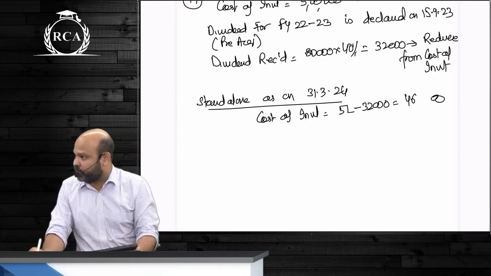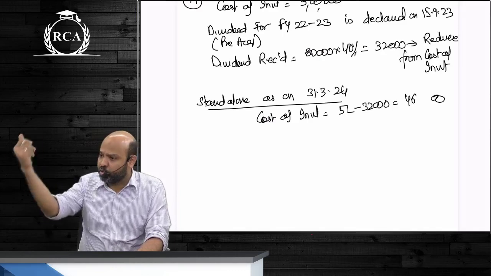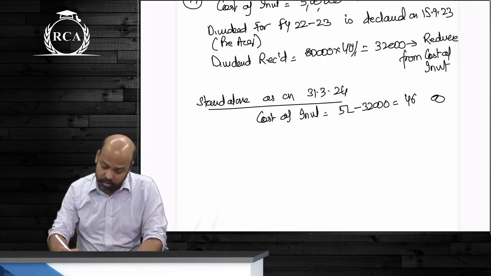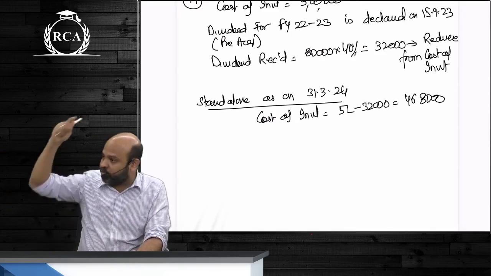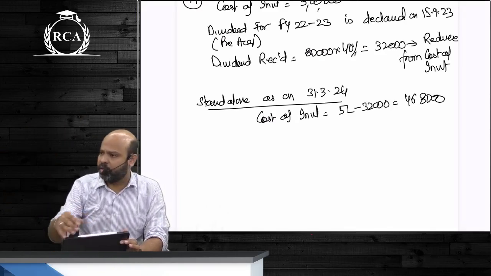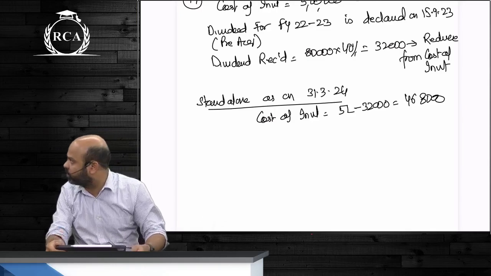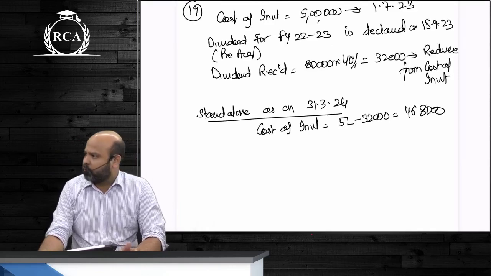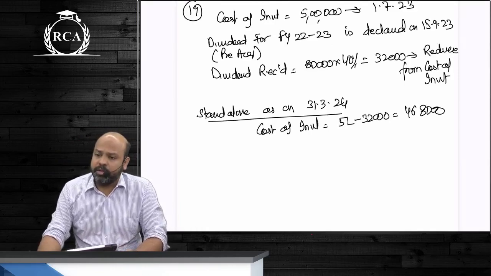Shouldn't you reduce pre-acquisition dividend? Guys, it has nothing to do with AS 23. Who covers all these points? All of these points are covered under AS 13. We reduce pre-acquisition dividend received as such, beta, from the cost of investment. Any doubt?